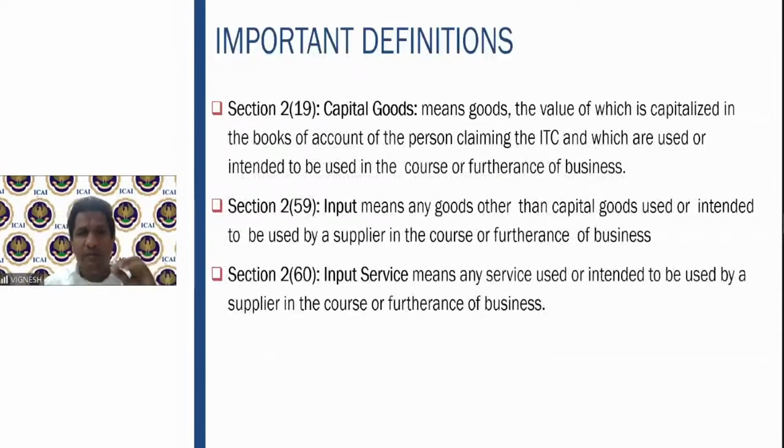And what are the definitions? Capital goods, very simple: whichever is capitalized in the books of accounts and on which input tax credit is claimed. Input is what?